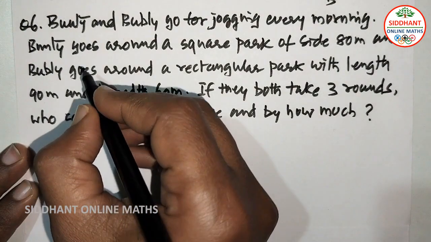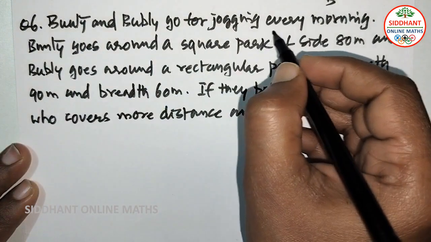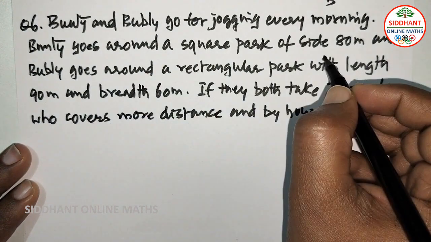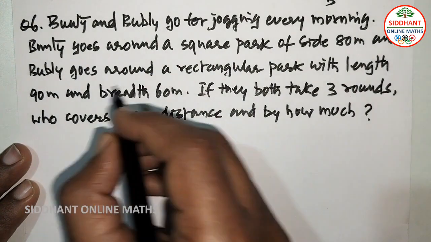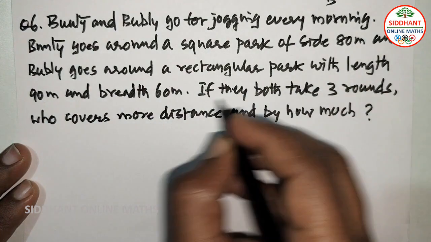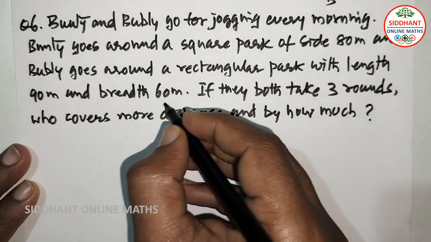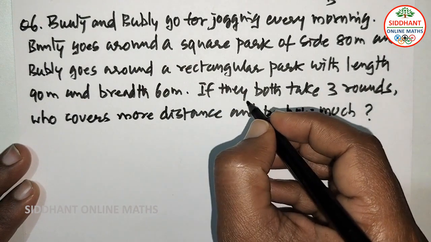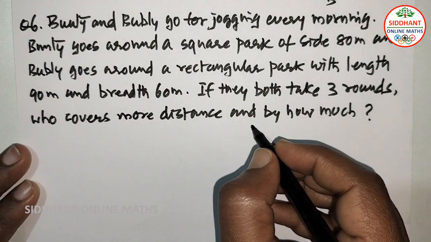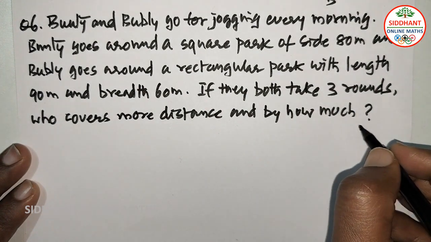Question number 6. Bunty and Bubly go for jogging every morning. Bunty goes around a square park of side 80 meters and Bubly goes around a rectangular park with length 90 meters and breadth 60 meters. If they both take 3 rounds, who covers more distance and by how much?